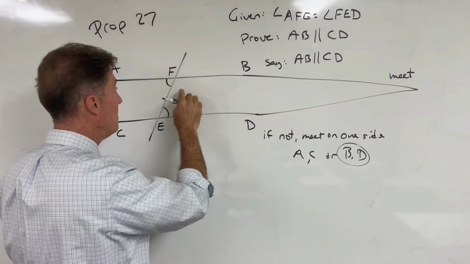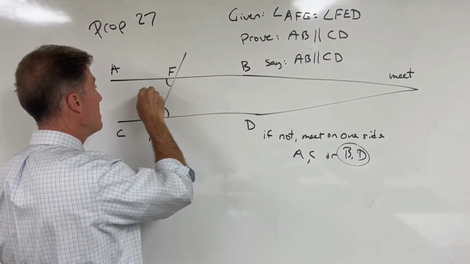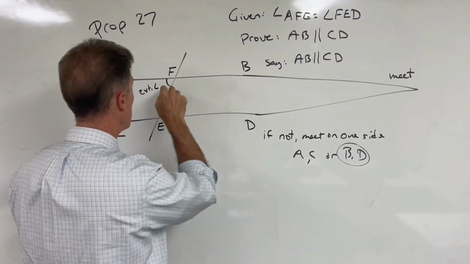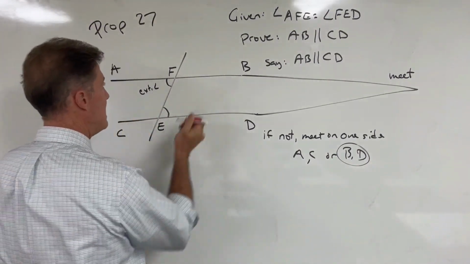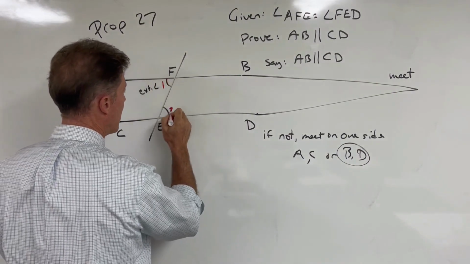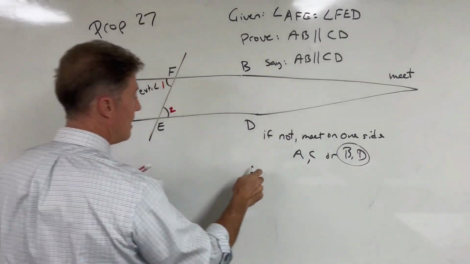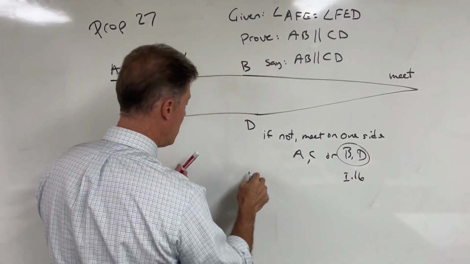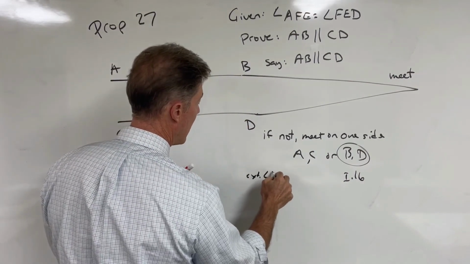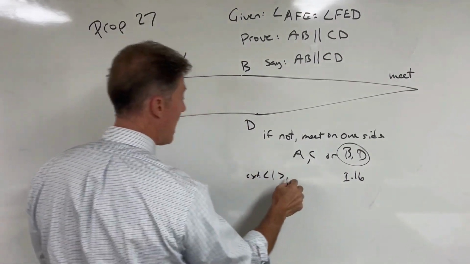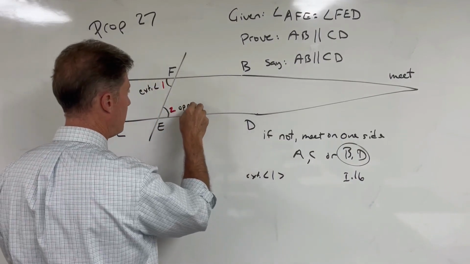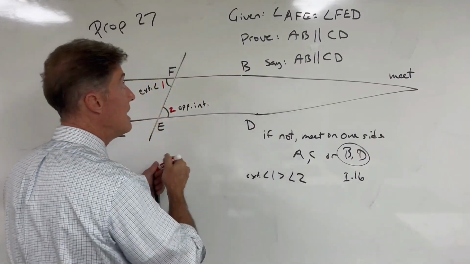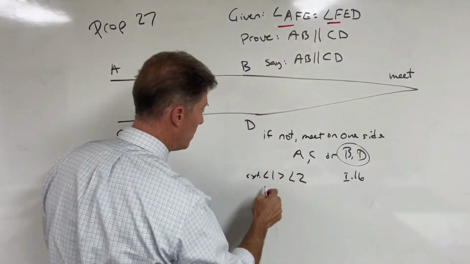Well, if this is a triangle, then this is the exterior angle to this triangle because it's one of these legs extended. So let's label this for ease here, we'll label this angle 1 and we'll label this angle 2. So Book 1, Prop 16 says that an exterior angle, so exterior angle 1, has to be greater than the opposite interior angle, angle 2.